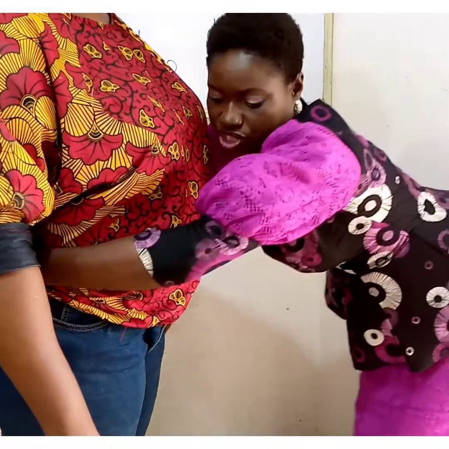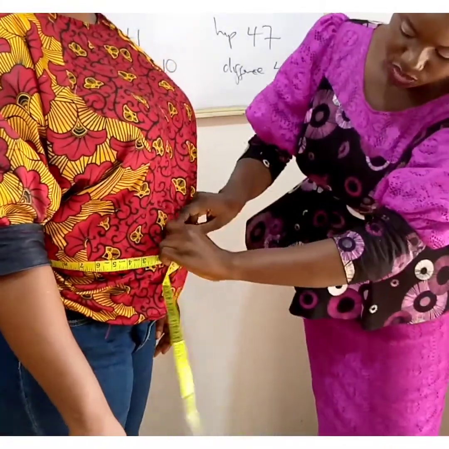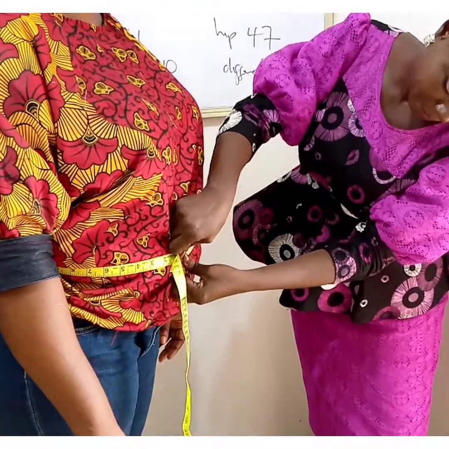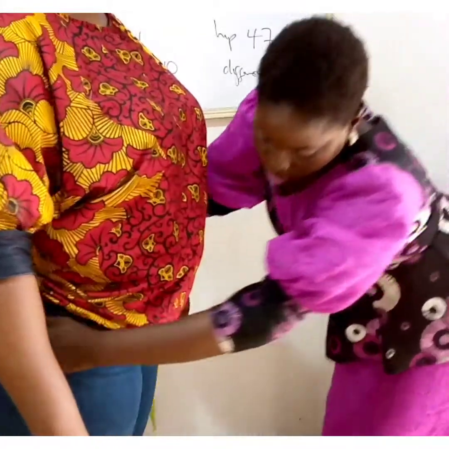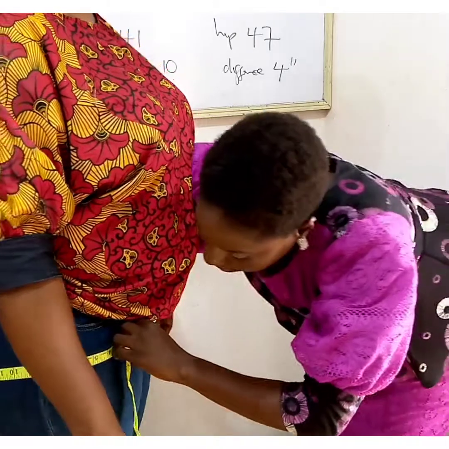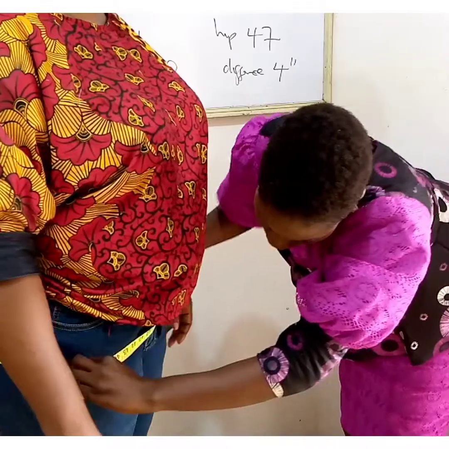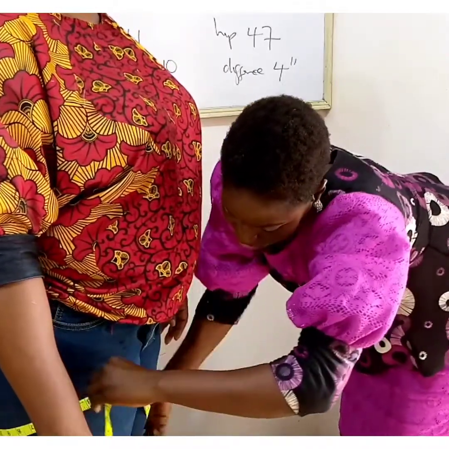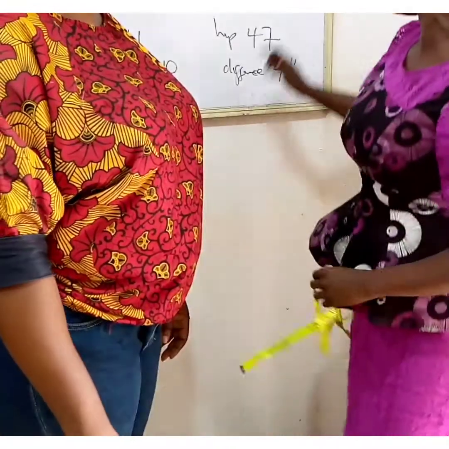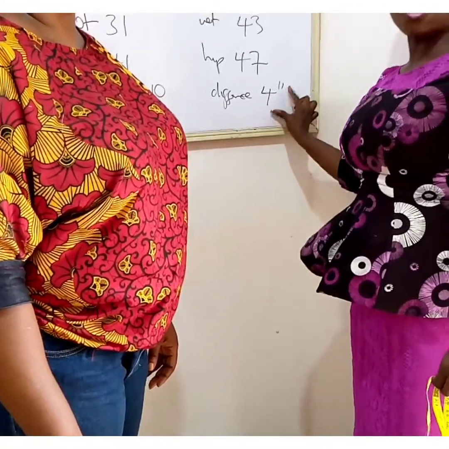I'll go ahead now to check the waist measurement. For the waist, we are having waist 43, and we have 43 here. So cross-checking the hip measurements now, on the fullest part of the hip line here, I'm having hip 47. Hip 47, which is what we have written on the board here. Waist 43, hip 47, and the difference is giving us 4 inches.